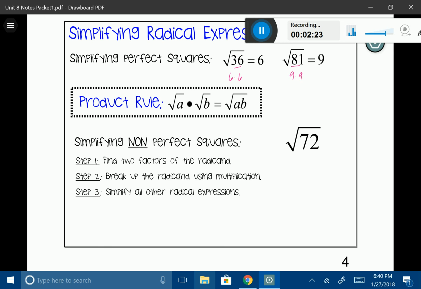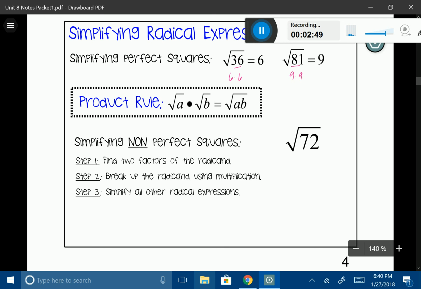So let's take a look at the example, the square root of 72. So there's a rule that we have to know in order to simplify this radical expression, and it's called the product rule. And the product rule states that the square root of a times the square root of b is equal to the square root of ab. I'm going to show you how that actually looks in a problem here below. So let's go ahead and follow these steps to simplify the square root of 72.